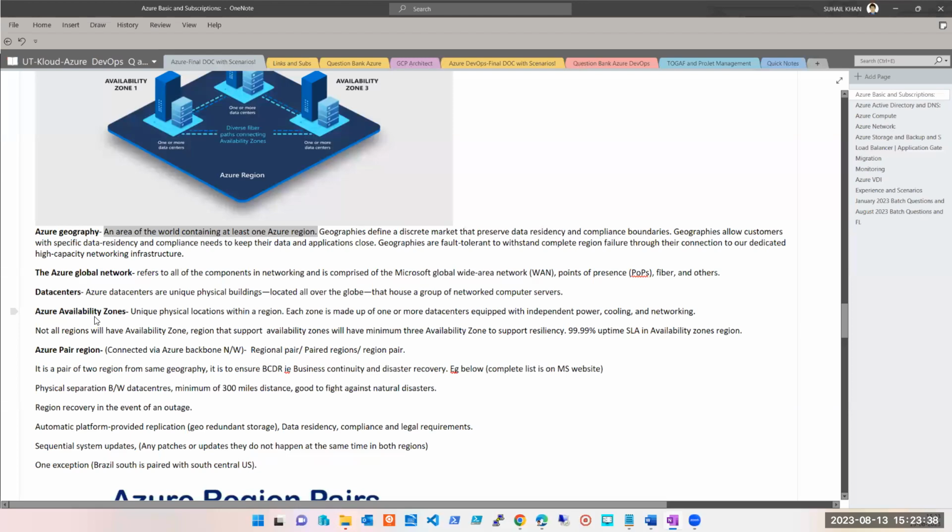Azure availability zone, I explained it to you, but what should be your interview answer? It's a unique physical location within a region. Each zone is made up of one or more data centers equipped with independent power, cooling, and networking. Not all regions will have availability zones. Regions that support availability zones will have a minimum of 3 availability zones. And the 99% figure etc., I will explain later. But this should be your answer. You don't have to remember it exactly like this, but a few jargon terms from here should be there.